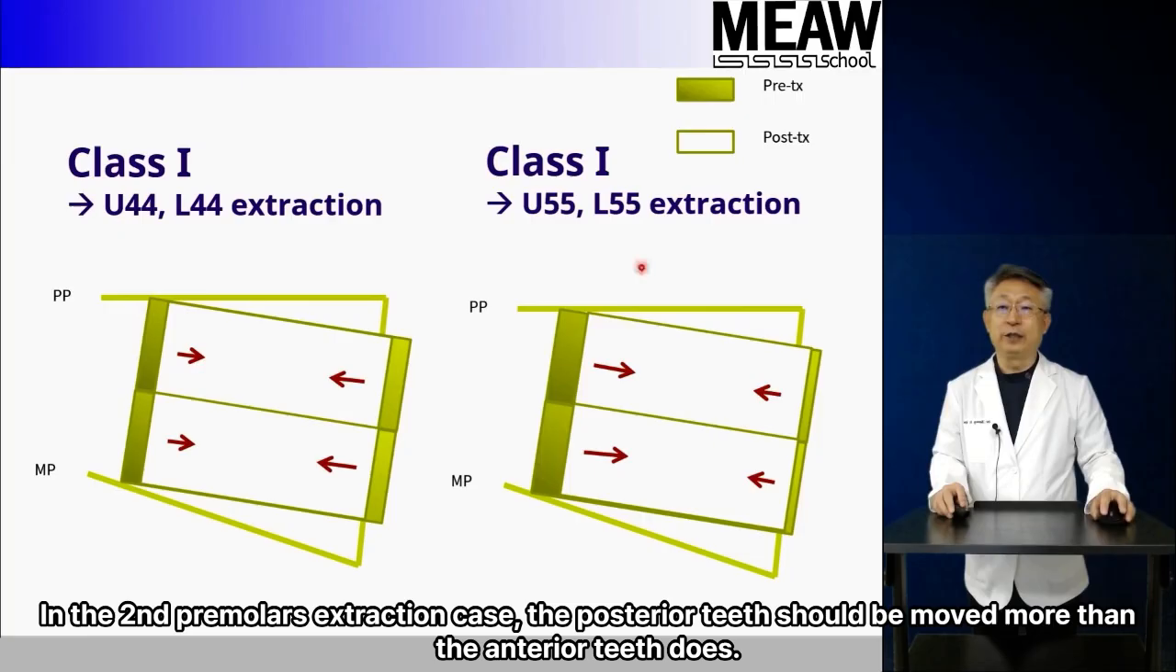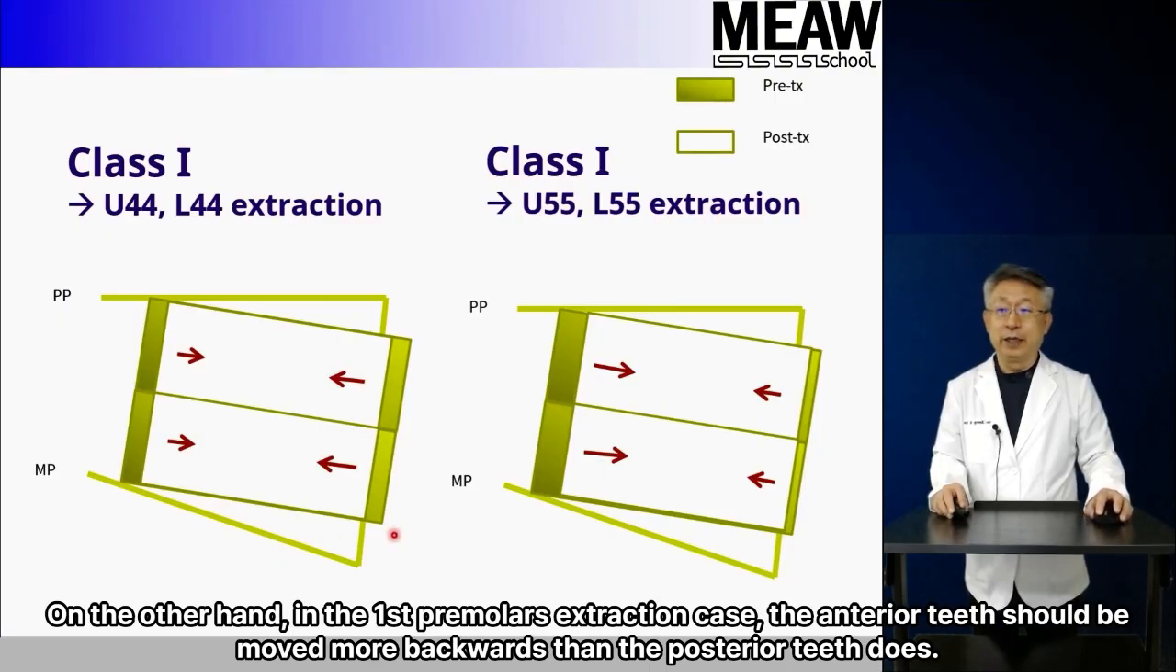In the second premolar's extraction case, the posterior teeth should be moved more than the anterior teeth do. On the other hand, in the first premolar's extraction case, the anterior teeth should be moved more backwards than the posterior teeth do.